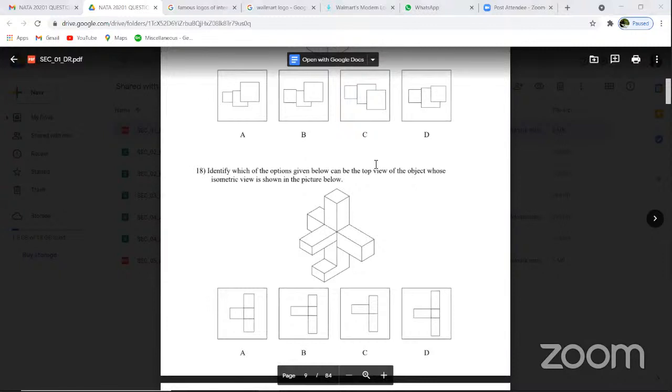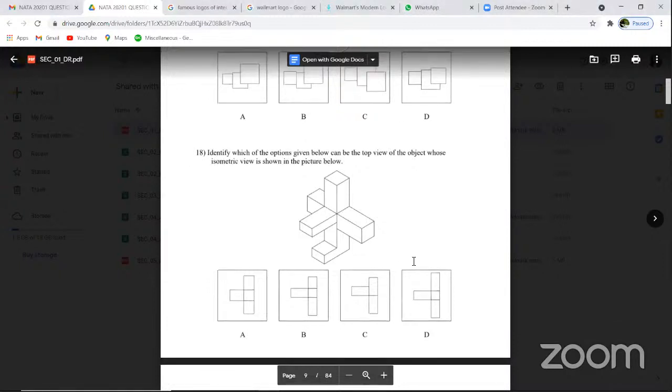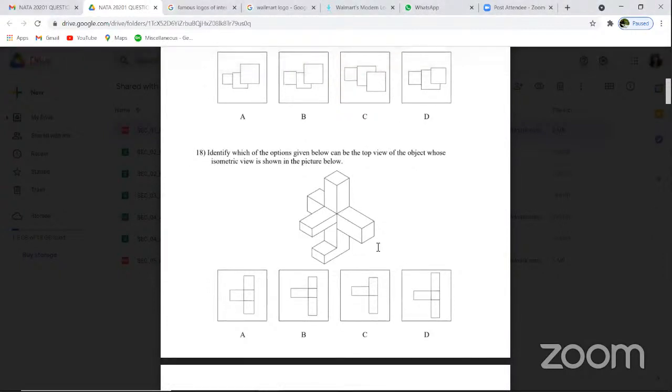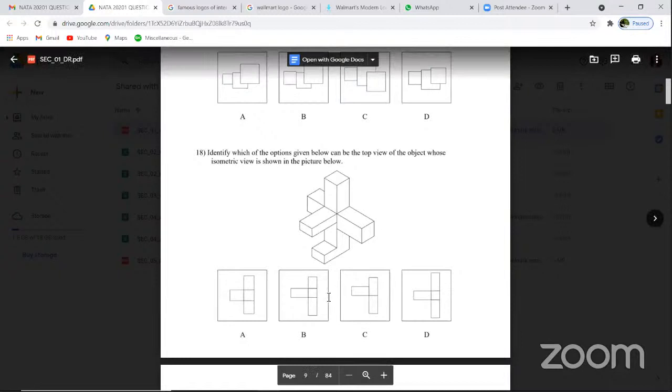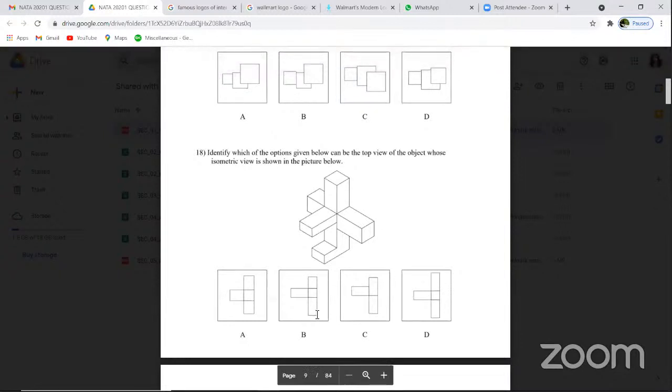Okay, option B. Why is it not option D? The upper one is shorter, and the upper and the lower hands both are equal. B would be correct, no? But this is smaller. You take this part. This is longer. B is correct.